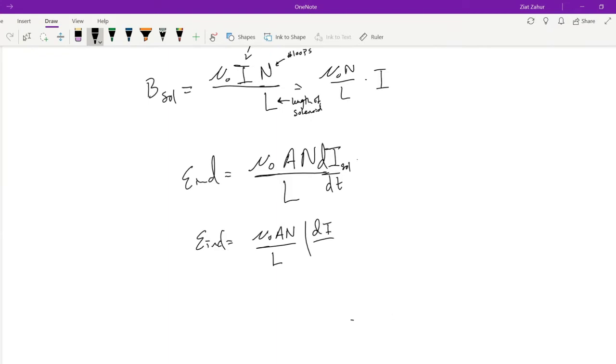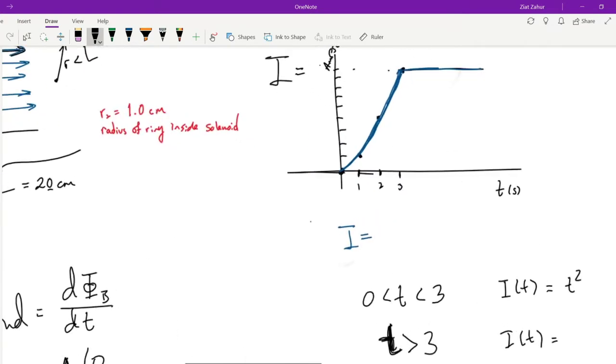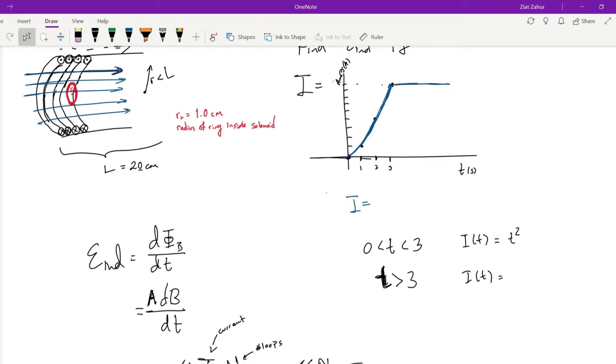So I'll write dI/dt here. And we know that dI/dt is equal to, okay, for the first 3 seconds, 0 less than t less than 3, what's the function for I? It's not 2, the derivative. I as a function of time is t squared. And what is I equal to for t greater than 3? Chat, what is I as a function of time when t is greater than 3? Hint, it is a constant number. How many amps? 9, yes, 9 amps.